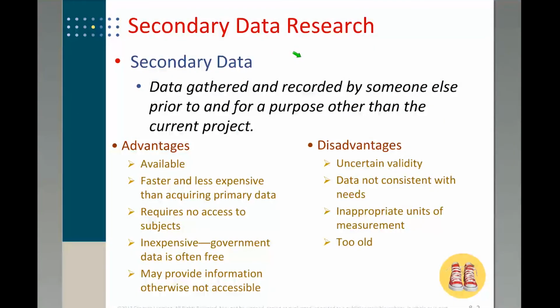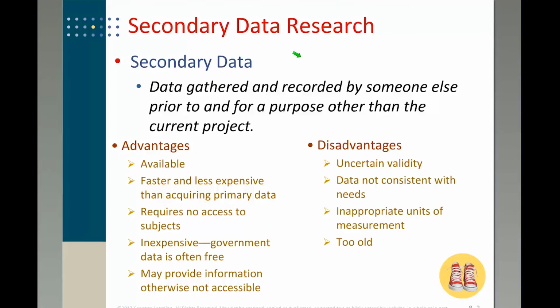So first of all, as I mentioned, secondary data are data collected by someone else prior to and for a purpose other than the current project. Using secondary data, there are advantages that are not shared by primary data, which means if the researchers collect data themselves, they are called primary data. And if the data are collected by someone else for a different purpose, they are called secondary data.